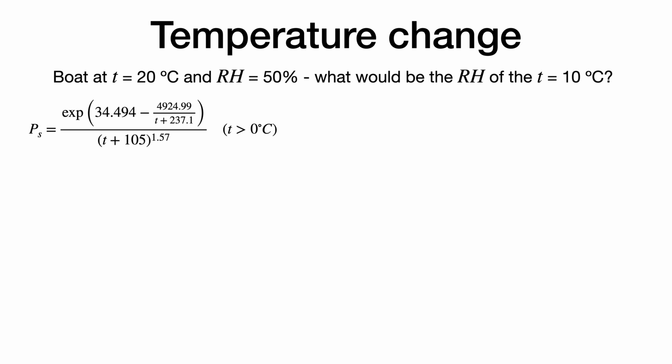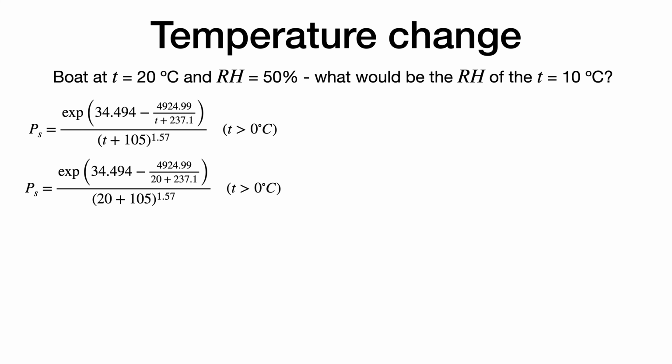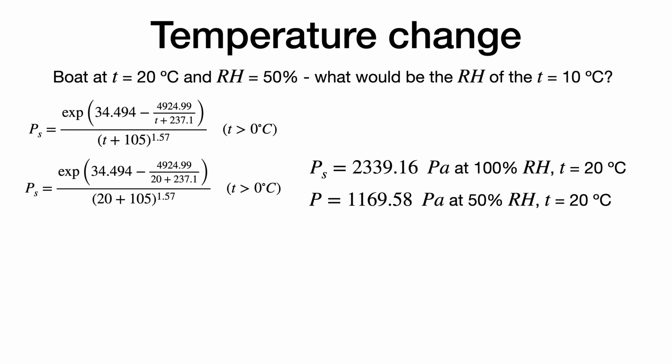And here's our starting equation. Here I'm doing it for 20 degrees, calculating through, and as we've already seen, it comes out that the saturation pressure is 2,339.16, and that's 100% relative humidity at 20 degrees centigrade. For 50% relative humidity, that figure drops to 1,169.58 pascals. It's just 50% of it. Think back to the earlier equation.